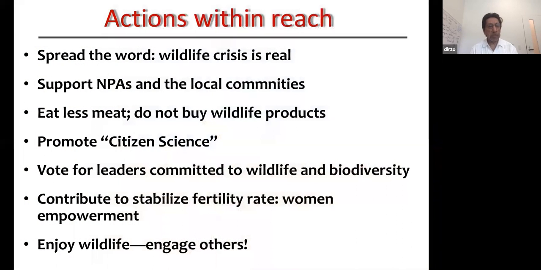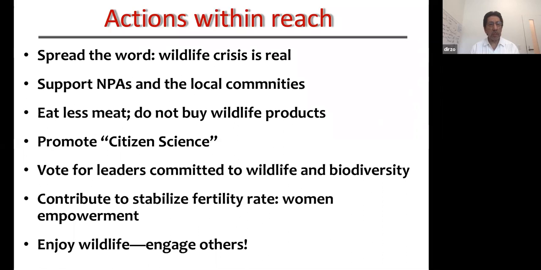Let me present you this slide that shows a number of bullet points that are actions that I think could be within our reach, that we could engage in doing individually or within families and so on. First, we as members of ATBC, as members of the scientific community, and as members of society at large, I think it is important for us to spread the word about the wildlife crisis, which is a real thing. I think that deforestation, the wildlife crisis today, is another major global environmental change that we need to be paying attention to. And we need to communicate this to the world as much as possible.